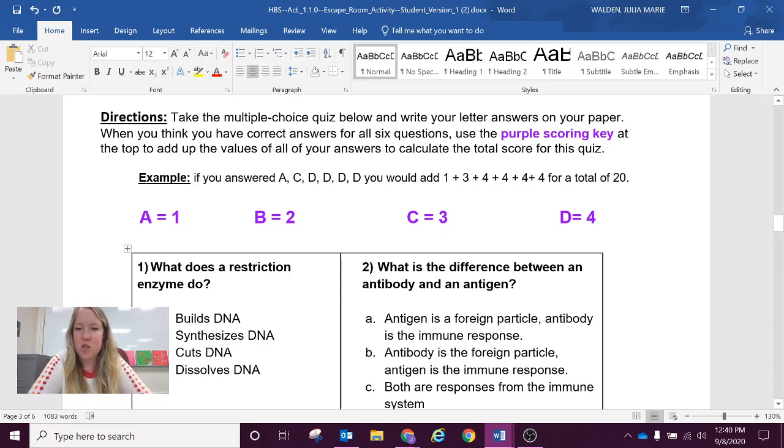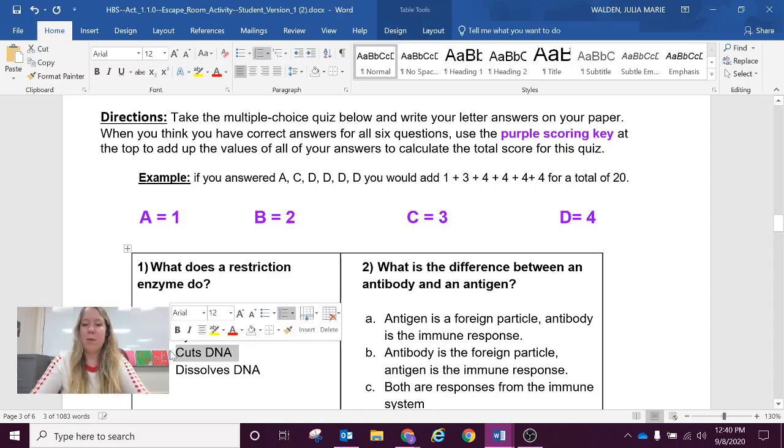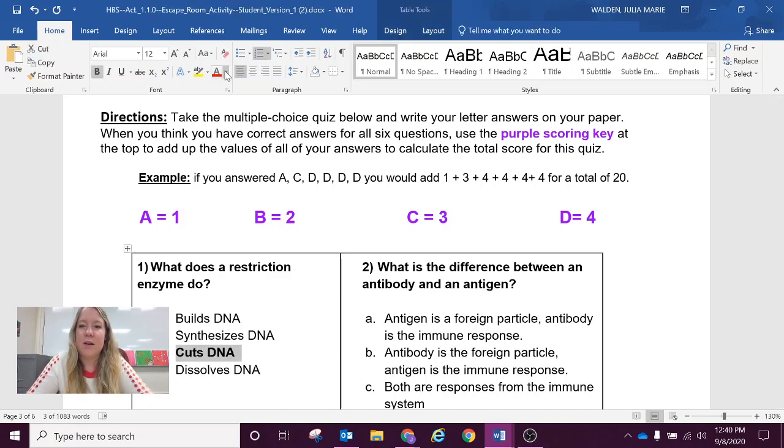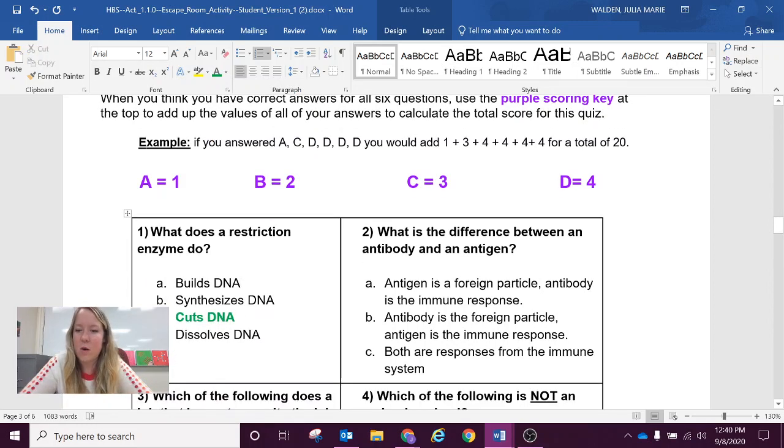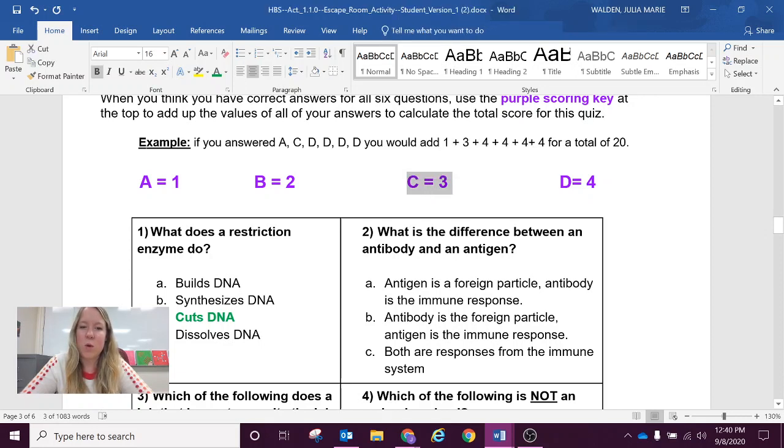So what does a restriction enzyme do? If you remember from PBS or if you look it up on the internet, it is responsible for cutting DNA. It's like the little DNA scissors. So I'm going to highlight my answer and bold it and change the color so that it stands out. You can do it however you want. And don't forget that since we put C, that means that we're going to add 3 points to our score.